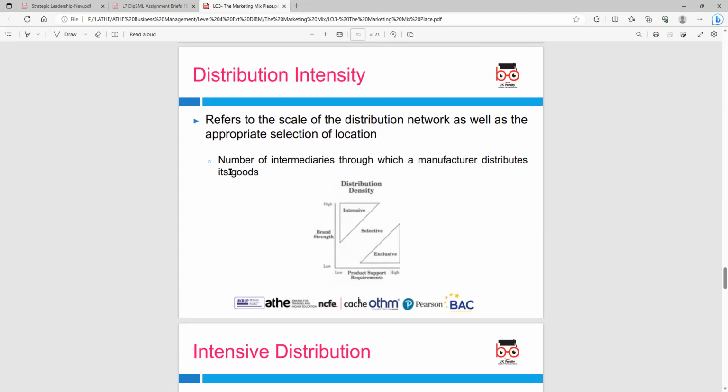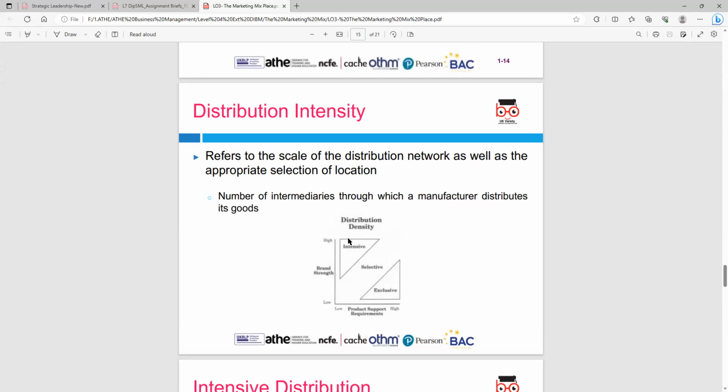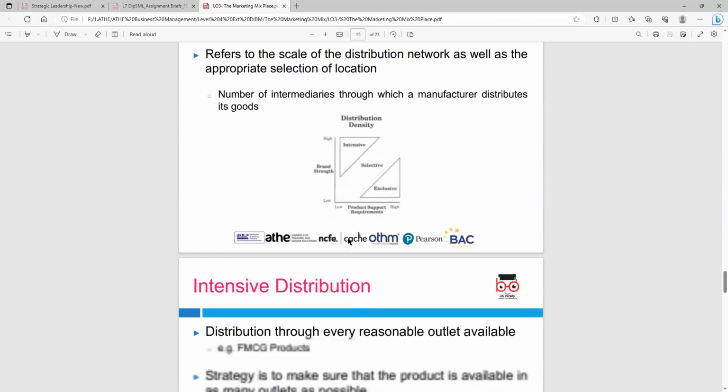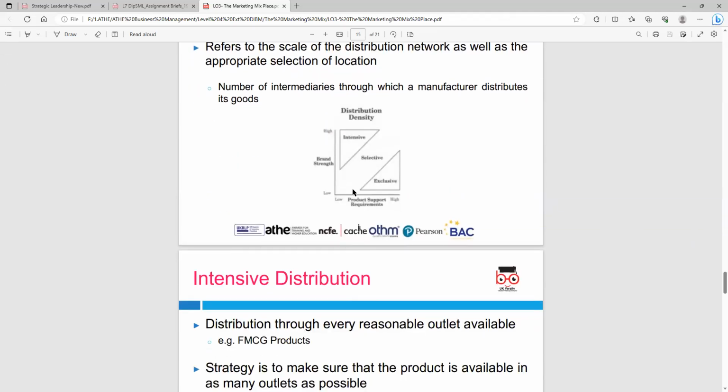So there are different things we need to look at. How many intermediaries, for example, a manufacturer distributes to. Do you use many, or do you use only a few? Right? It depends on your distribution density.